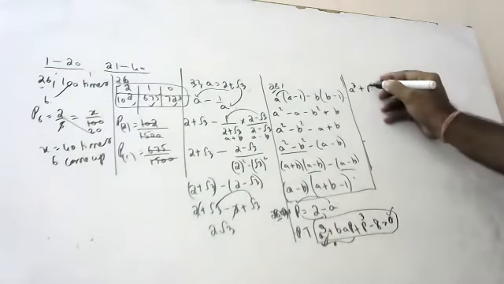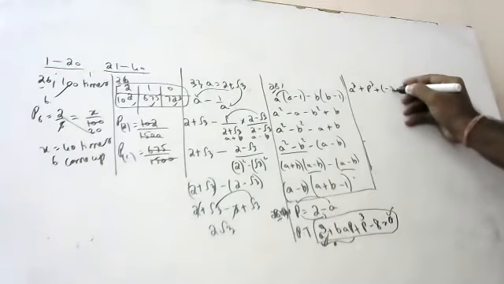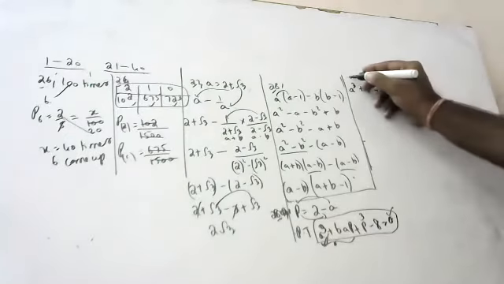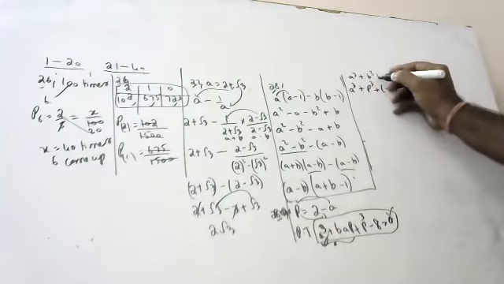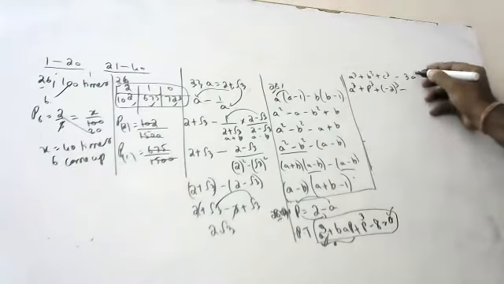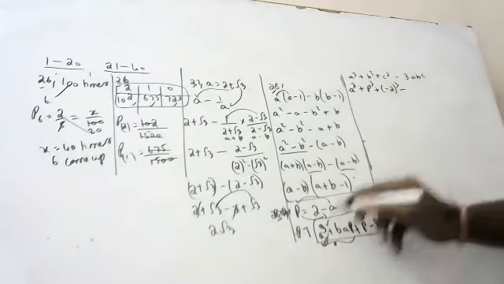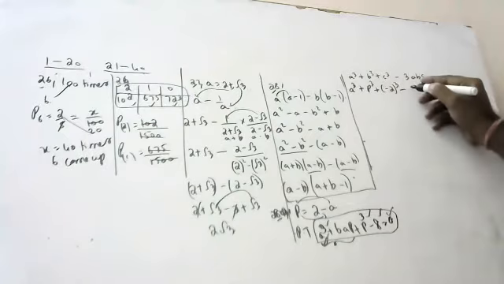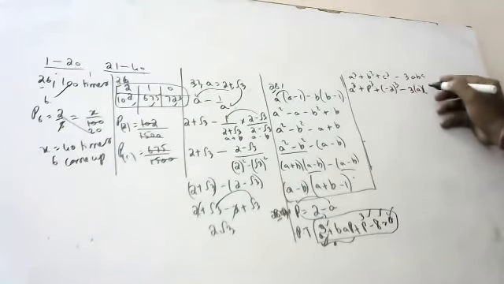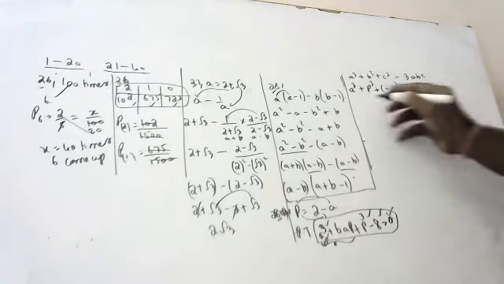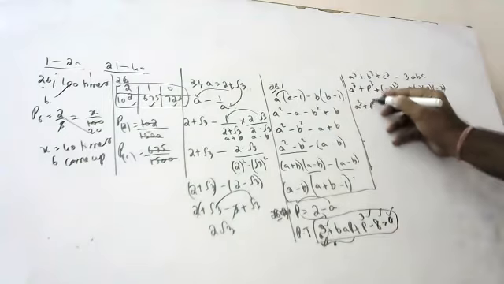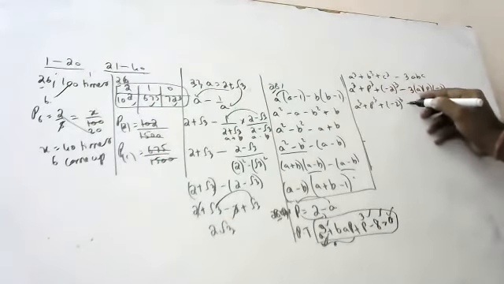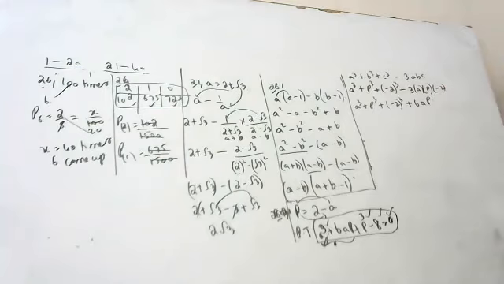a cube plus b cube plus (minus 2) whole cube minus... see children, I am writing this in the form of a cube plus b cube plus c cube minus 3abc. I am writing a cube, this side as b cube, this side as c cube, minus 3 into a into b into c. This is how much? a cube plus b cube plus (minus 2) whole cube minus of minus plus 6ab.